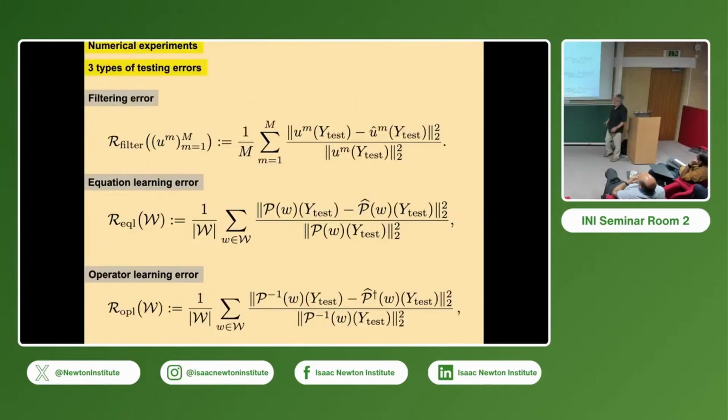Okay, so some numerical experiments. To describe these numerical experiments, I'm going to use three types of testing errors. One is known as a filtering error, which is the error in recovering the partially observed solutions. Another is the equation learning error, which is the error in recovering P. And another is the operator learning error, which is the error in recovering the solution operator.